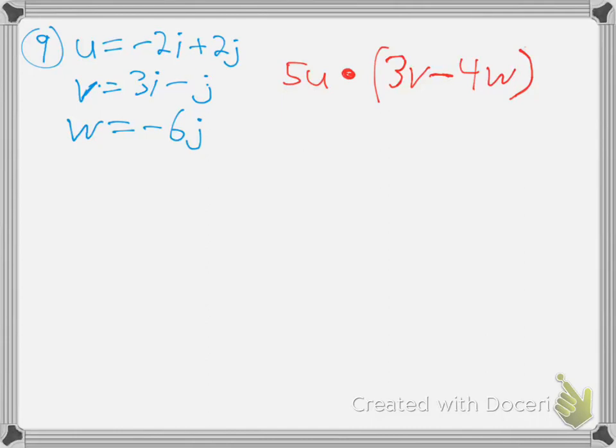Here's the next problem. Can you start off by taking 5 times vector u? So take vector u and multiply by 5.